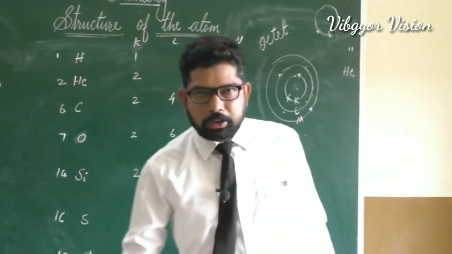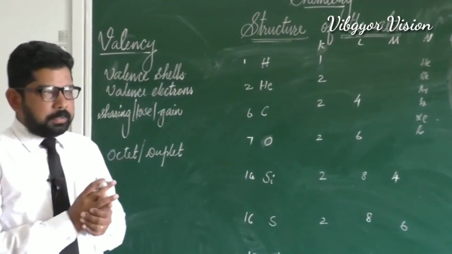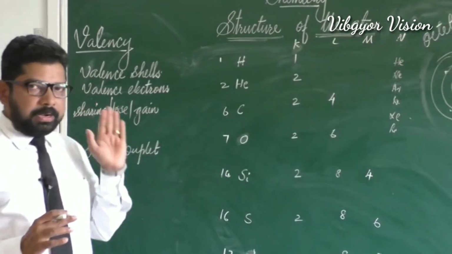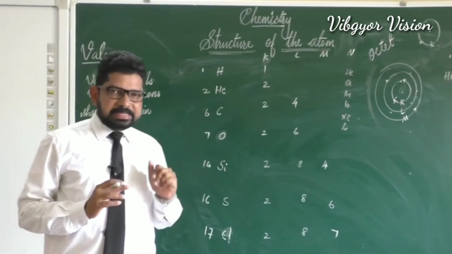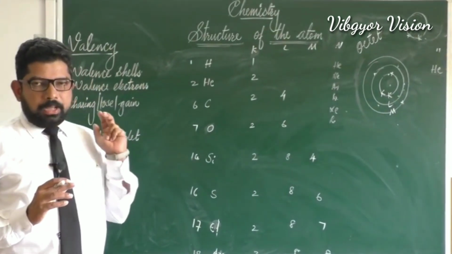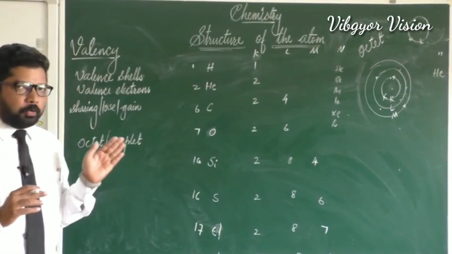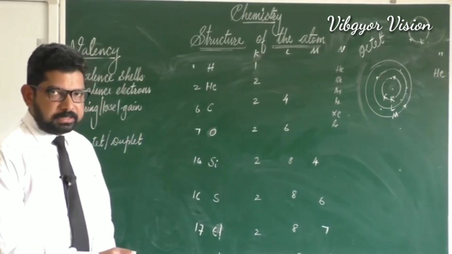In our textbook there is a table given. In that table it gives a serial number, atomic number, name of the element, its symbol, number of protons, number of electrons, number of neutrons, and electronic configuration. And last there is a column given for valency.